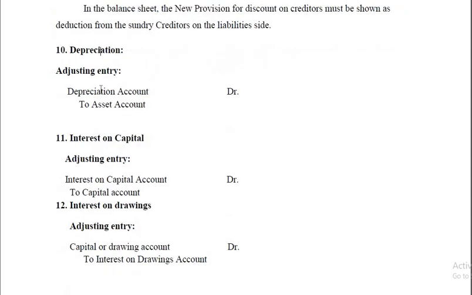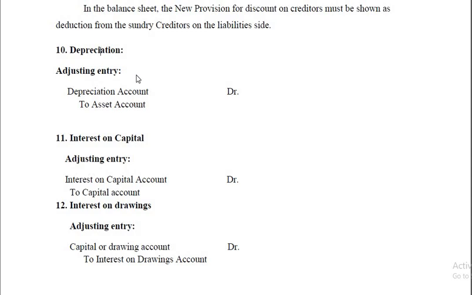The next one, depreciation. Depreciation is nothing but a decrease in the value of an asset due to various reasons like wear and tear, obsolescence, and accidents. Because of various reasons, there might be a diminution in the value of a fixed asset. That's called depreciation. So depreciation is a loss, and it must be adjusted.